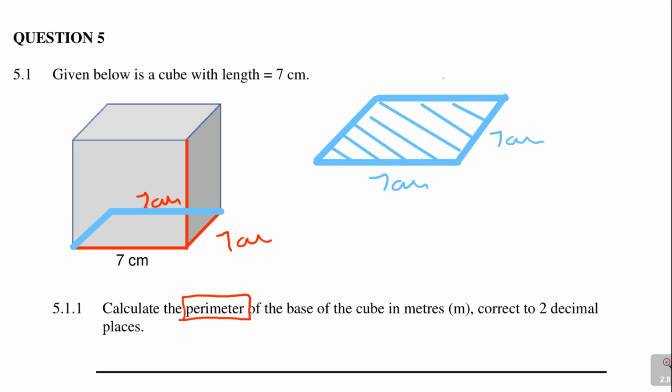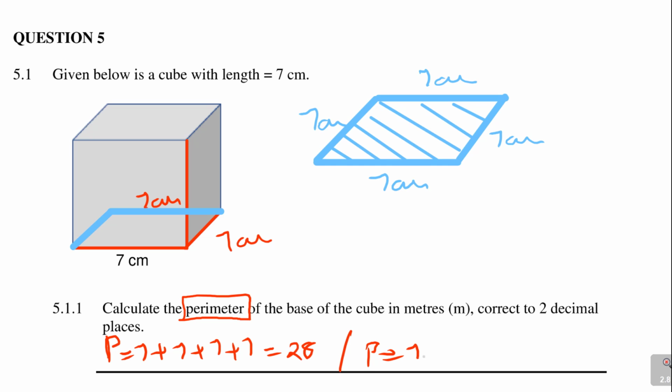And when you talk about the perimeter, we're talking about the distance around. You add all these 7 centimeters. So you've got two options. You can say perimeter, P for perimeter, is equal to 7 plus 7 plus 7 plus 7, which is equal to what? 28. Or you can say P is 7 times what? 7 times 4. But it's 28 centimeters.